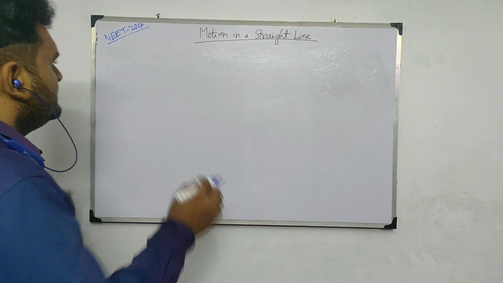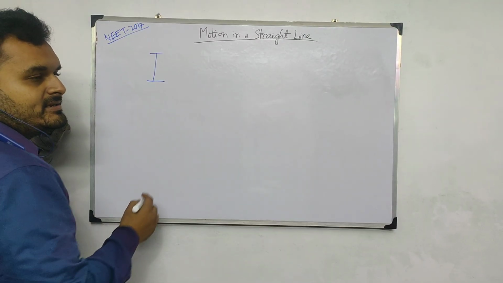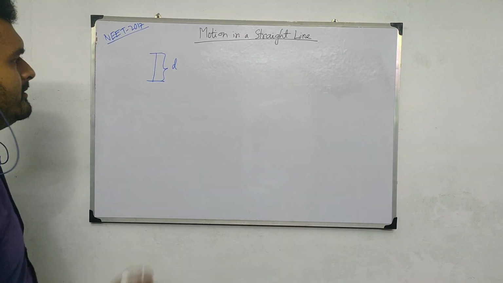So students, let's suppose that the total distance covered by the escalator is d, from bottom to top.